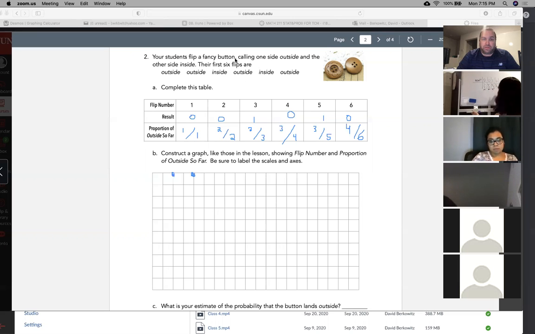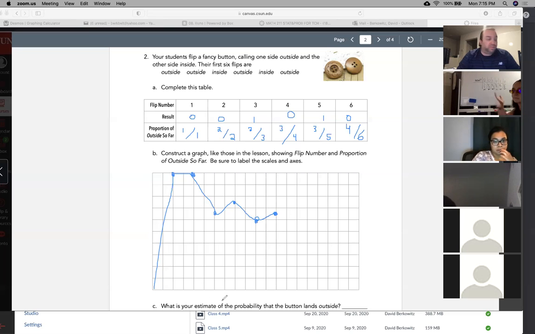Professor, if we did this in decimals, that's fine too, right? Yeah, that's fine. 3 is about there. 4 jumps to 75%. 5 is down to 60%. And then finally 6 is there, right? Okay, that's good. Something like that.